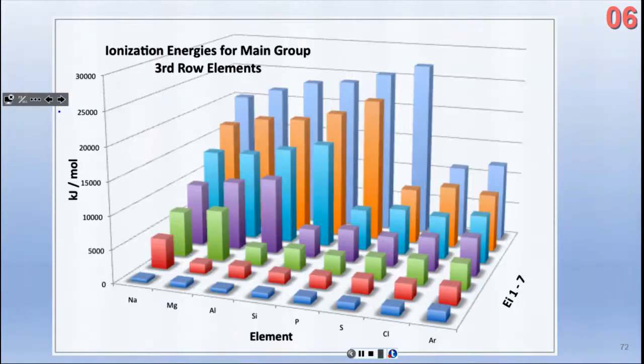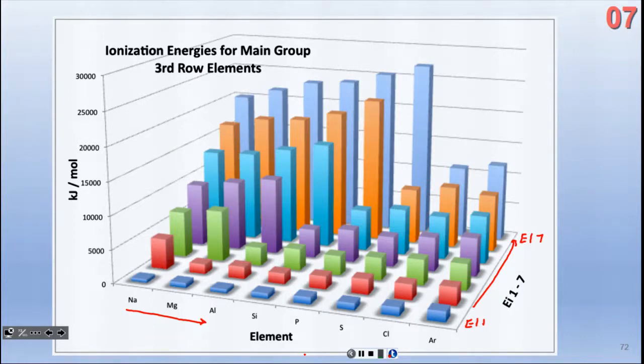All right, so here is a very interesting chart that I have to credit my colleague Dr. Pierce for having made. He took a bunch of data from some data source I can't recall particularly, and made a 3D chart that reflects the ionization energies for main group elements in the third row. So sodium, magnesium, aluminum, silicon, phosphorus, sulfur, chlorine, argon across the bottom here. You'll see the first ionization energy through the 7th, so E1 through E7.